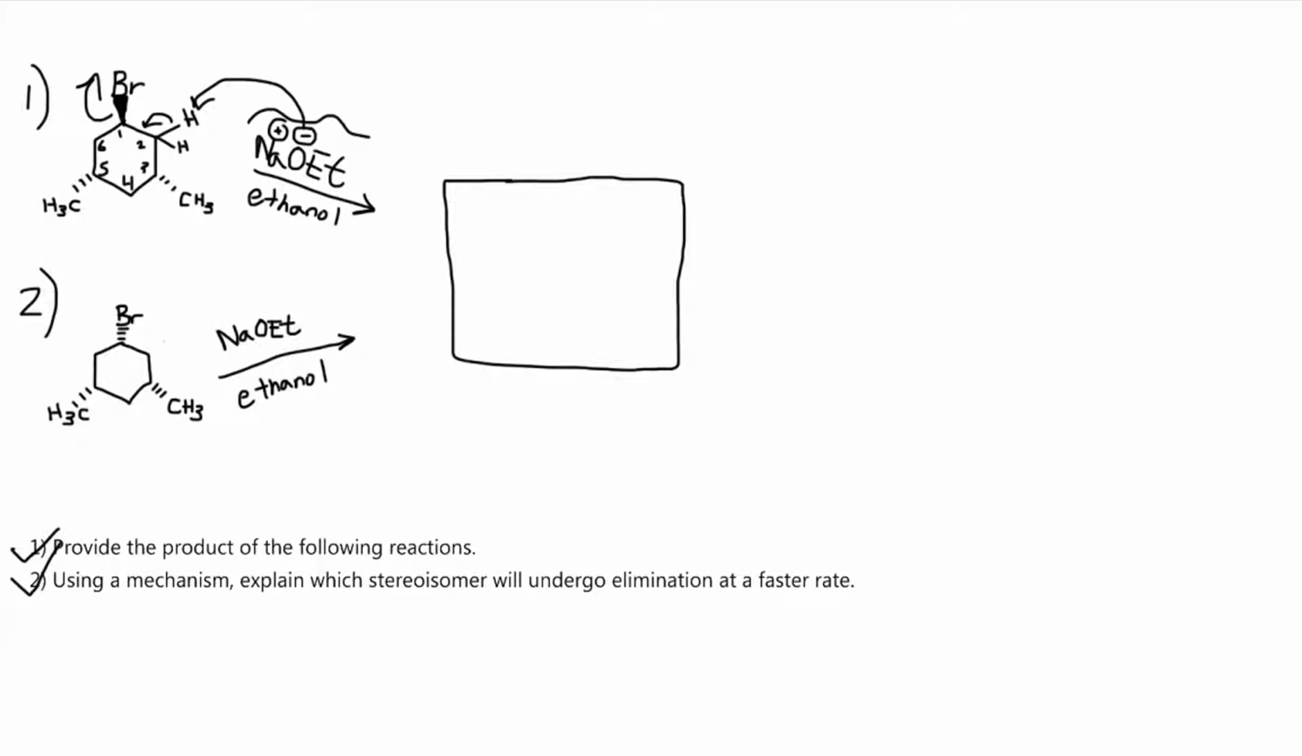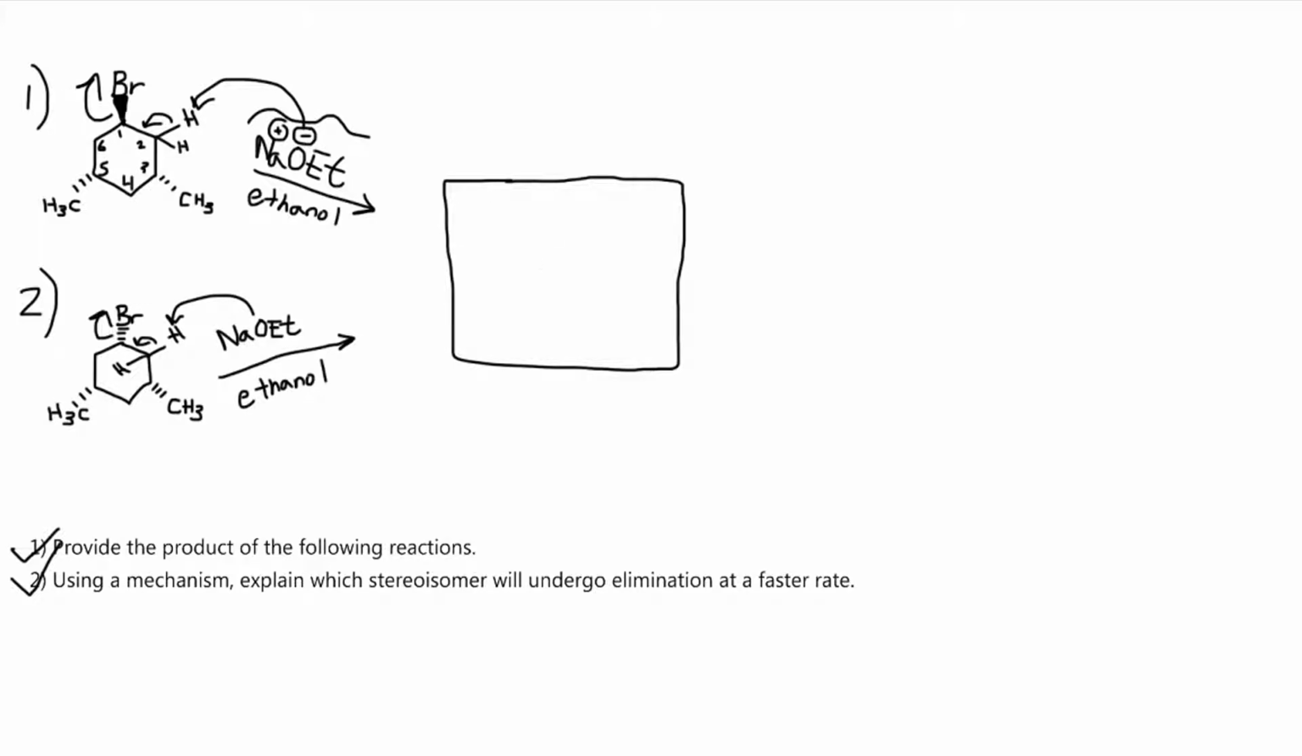If we look at the second molecule, the very same thing can actually happen theoretically. We have the hydrogens here on carbon 2, the ethoxide comes in, abstracts this hydrogen, it folds down, and the bromine leaves. So since theoretically we can have the same hydrogen abstraction from this molecule, we should be able to form the same resulting product.